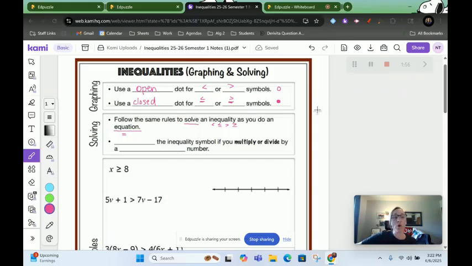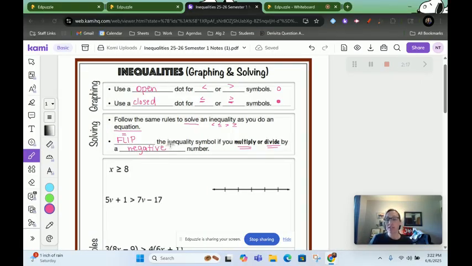We just have to remember one rule, and that rule is this guy. We have to flip the inequality sign if we multiply or divide, either one, by a negative number. Okay? So that's the only thing that we have to remember to do.